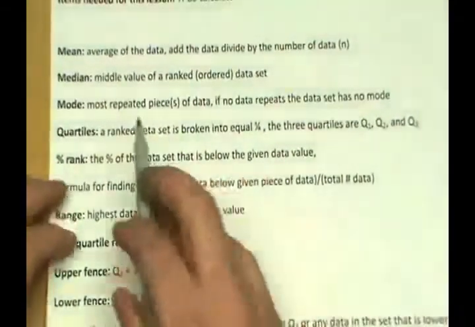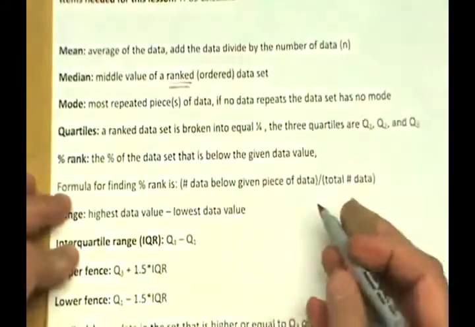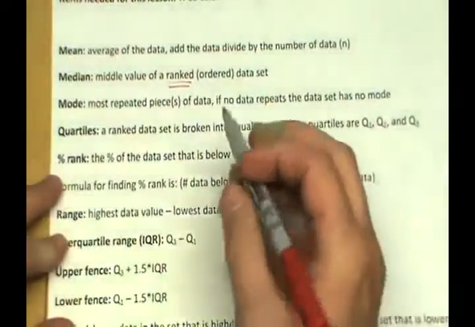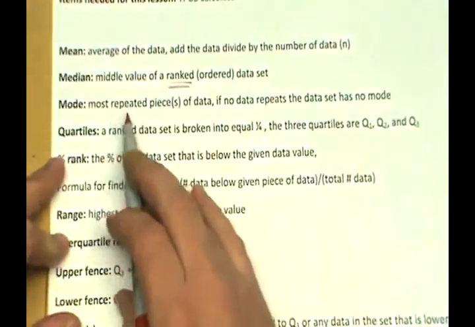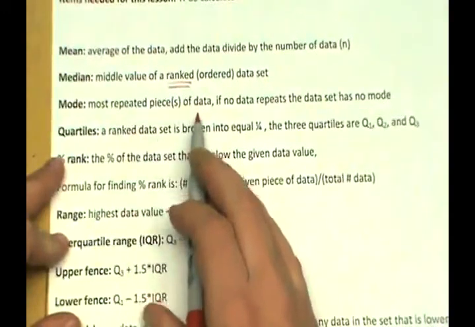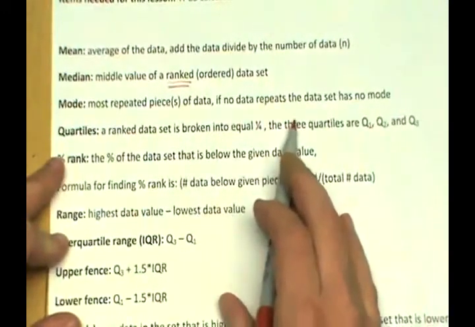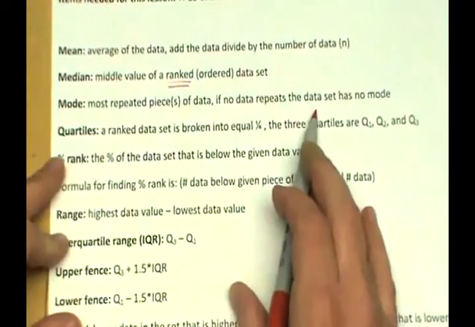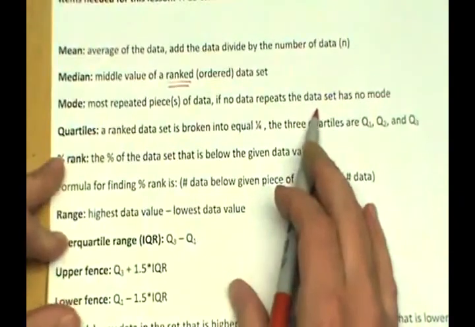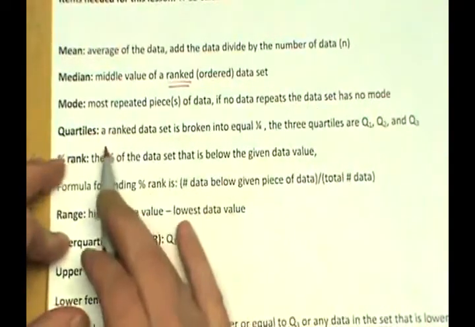Okay, the median is the middle value of a ranked set of data. Sometimes we have to rank data, sometimes we don't. For a median, we have to rank them, we have to find the middle. The mode is the most repeated piece or pieces of data, and if no data repeats or appears more than once, then the data has no mode. It's possible to have more than one mode. You can have as many modes so long as they're ties. If the highest the data repeats is twice, then whatever repeats twice will be the mode, and etc.